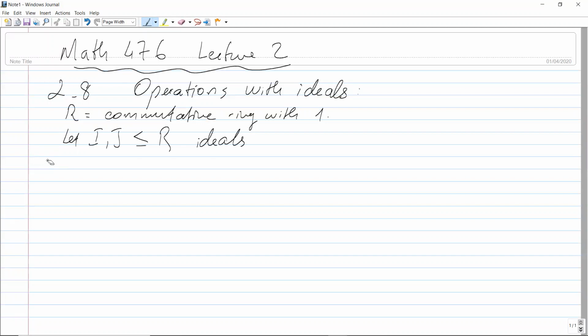So before the definition, let's consider this product a times b such that a is in I, b is in J. If you consider this product, in general, this is not an ideal, but we can look at the ideal generated by the set, and we will say that this is the product of I and J.